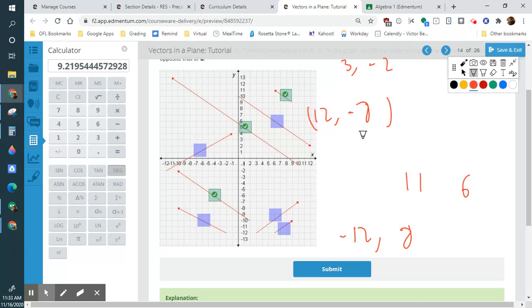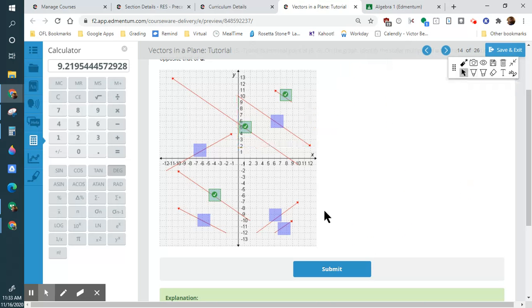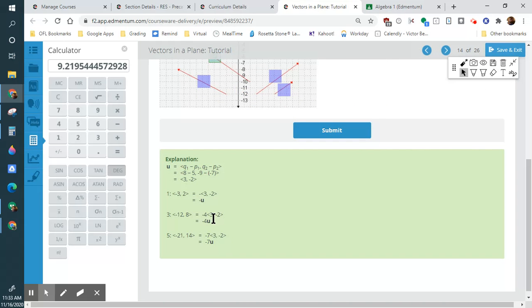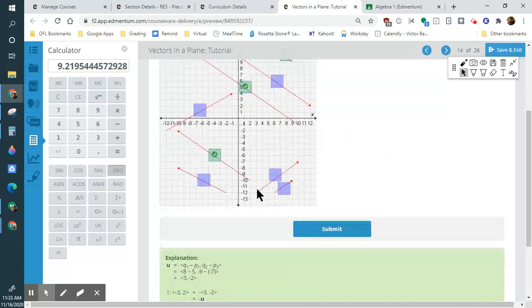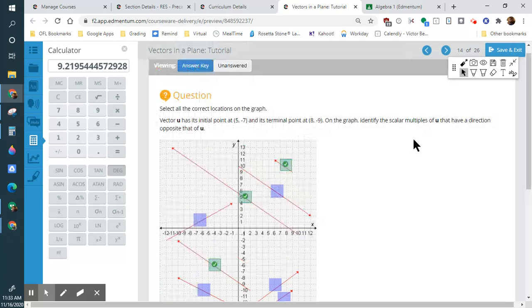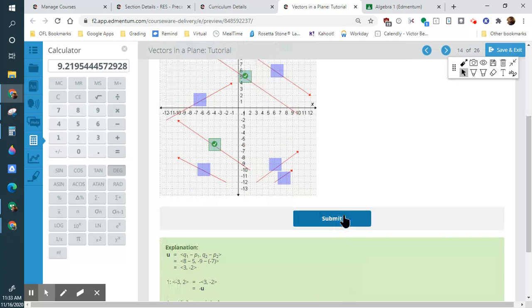Oh my gosh, Edmentum, why do you hate me? And this one isn't it because we're going from 10 all the way to 8. So we're going down 8 over 12. I don't know. Edmentum's weird. All right. Well, here's the explanation. They're just saying that it's u. This is negative 4u. So just remember, main thing to learn here is that you can multiply by negative and positive numbers. Just keep track of your x's and y's.